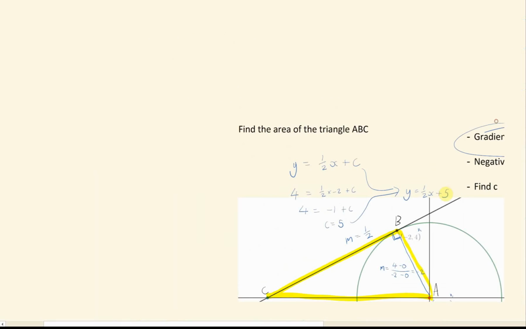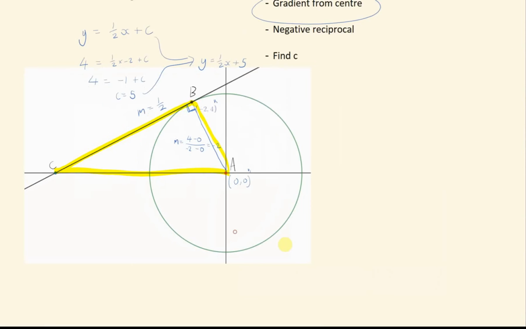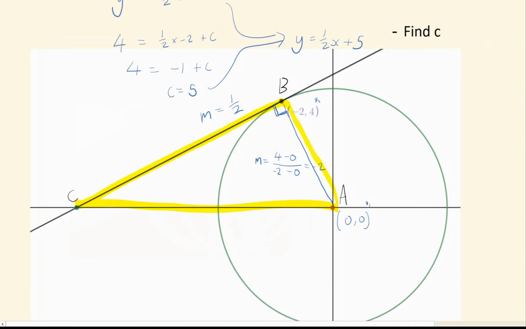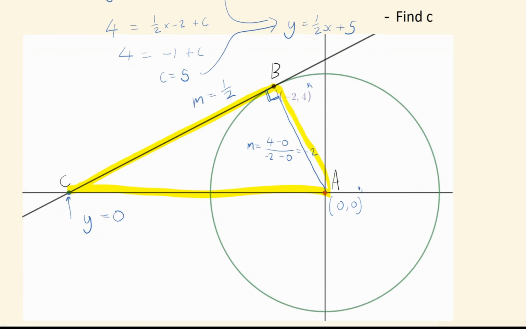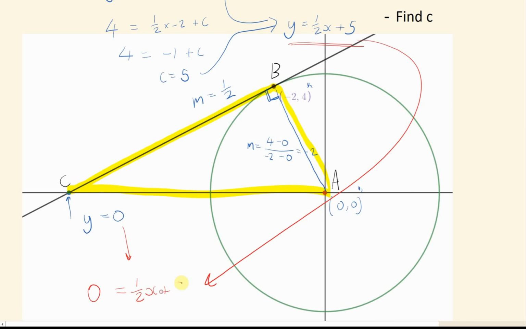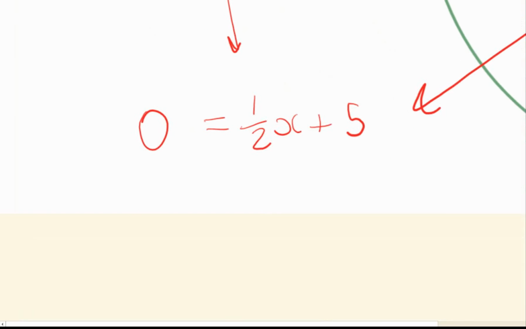Okay, we found the equation of that line, and again we're now going to use this to work out the coordinates of point C. Just as before, C is on the x-axis, therefore it means the y value is going to be 0. So what I'm going to do, I'm going to take this equation and I'm going to solve it with y being 0. So just copying this equation down up here, I've now got 0 equals a half x plus 5. So let's go and solve that.